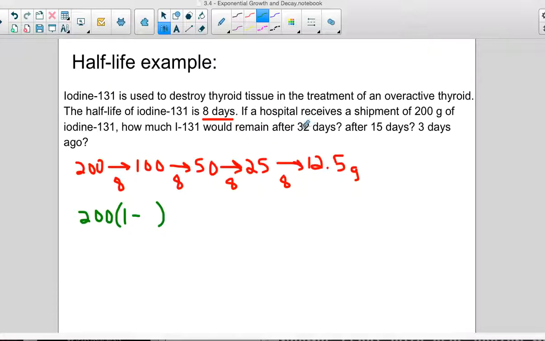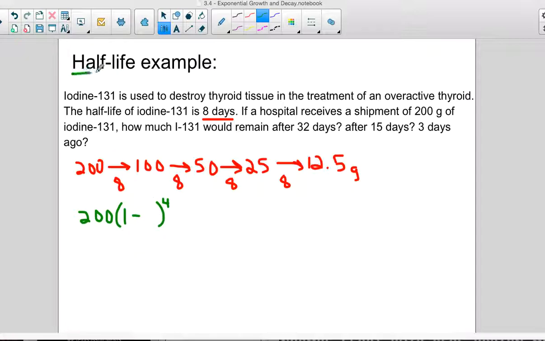Well, over the course of 32 days, if each half-life is 8 days, that means 4 time intervals have passed, right? 4 half-lives have happened. So the exponent is actually going to be 4, right? That's 4 times these things is decayed. So now it's just a matter of figuring out the rate.